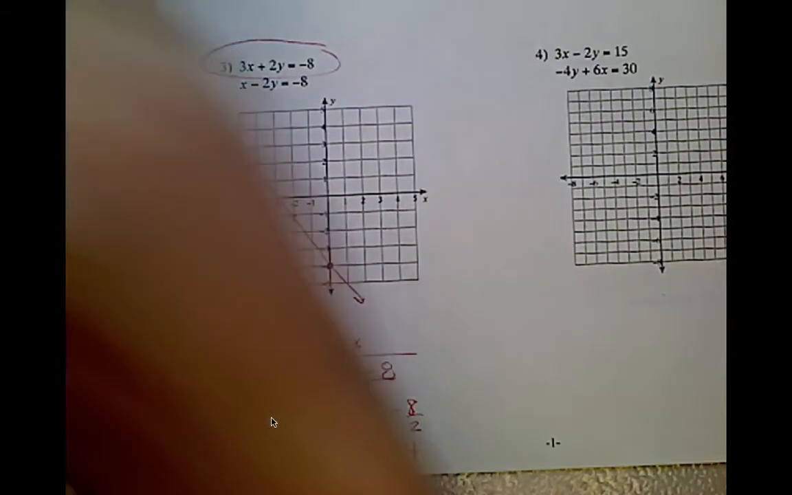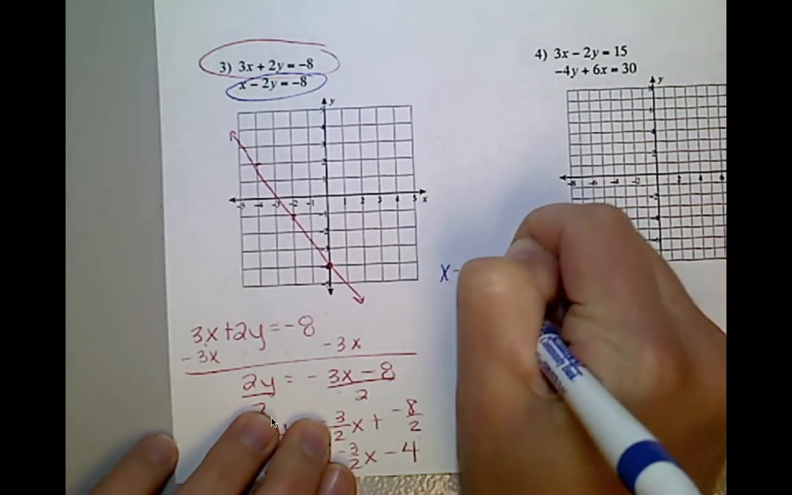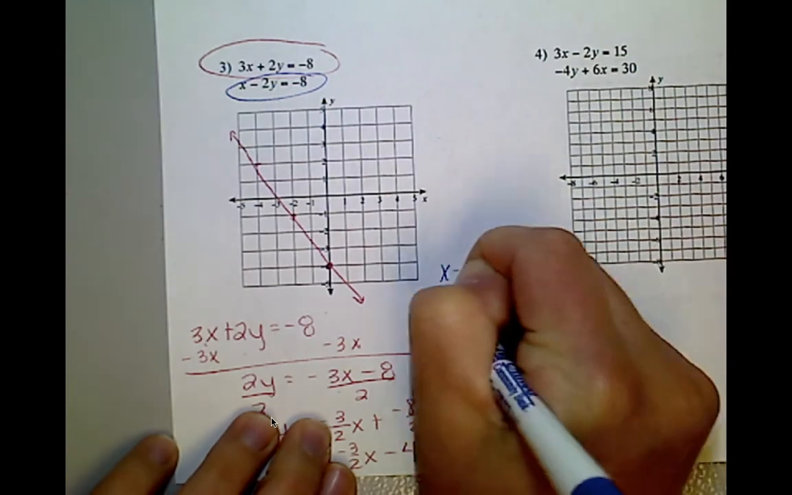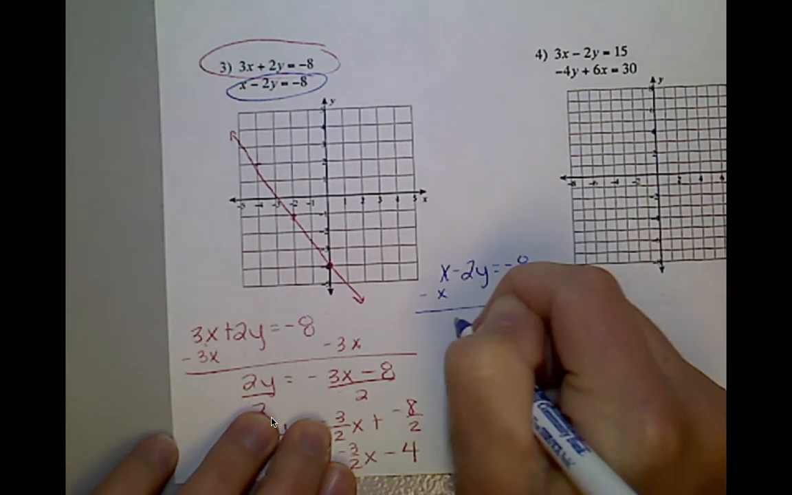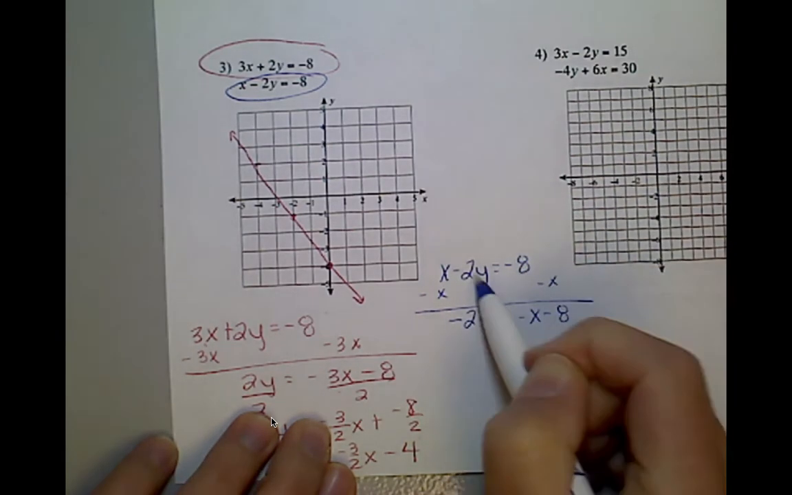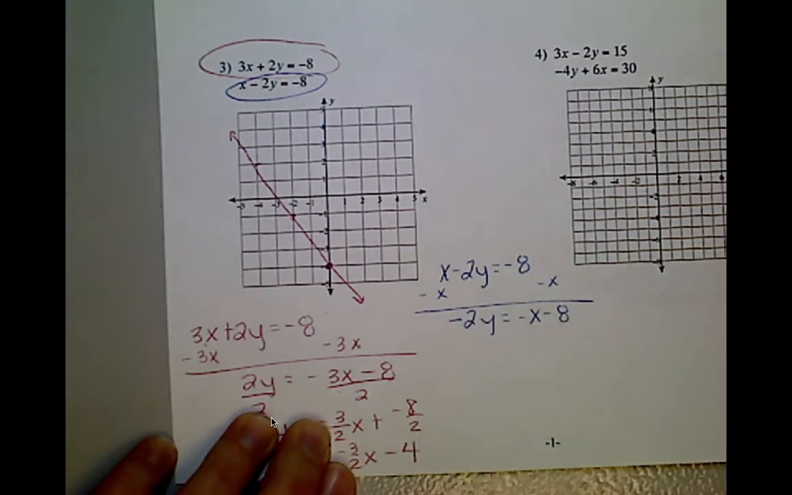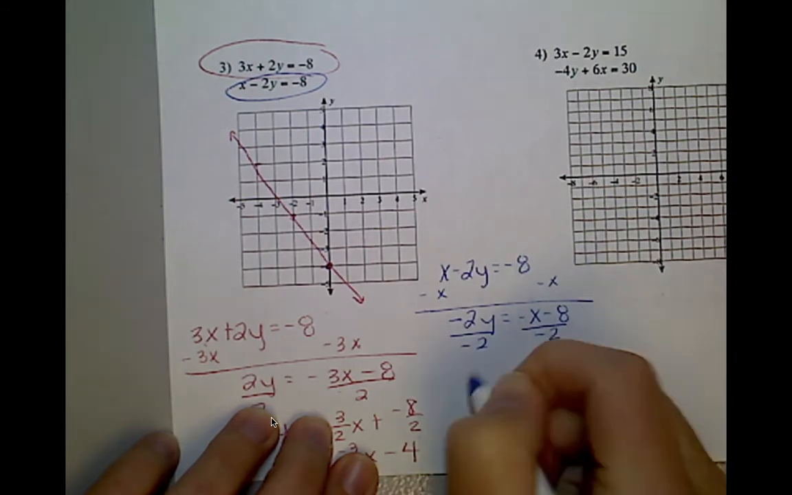Okay, the next one, same idea. We got to rewrite that in slope-intercept form. So we got x minus 2y equals -8. I'm going to subtract x on both sides to undo that addition or subtraction. I'm left with -2y equals -x minus 8. Don't drop the negative. That's where a lot of people make a mistake. Okay, undo that multiplication by dividing by -2.